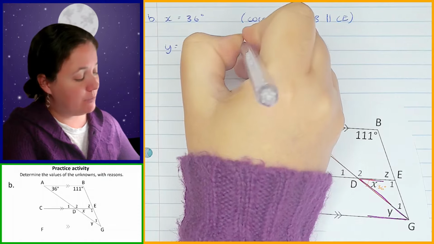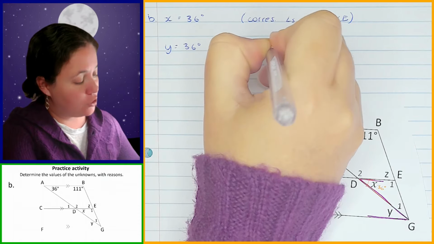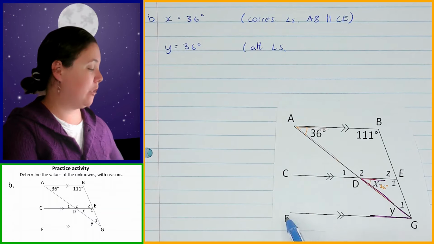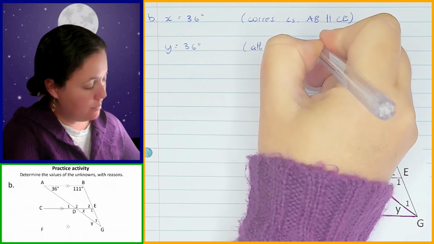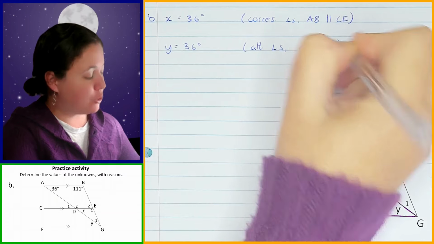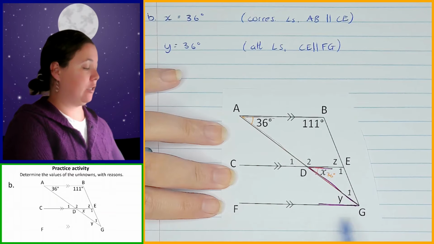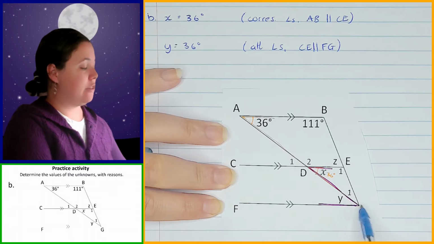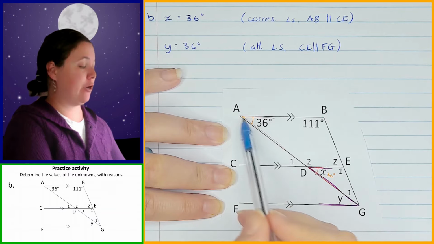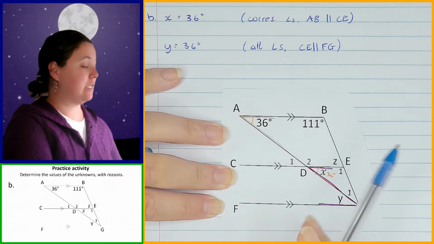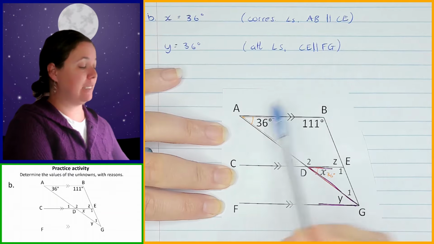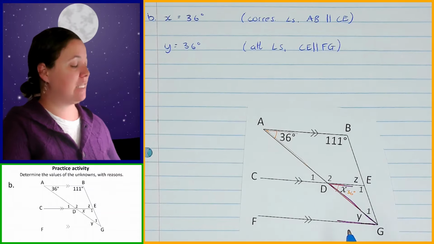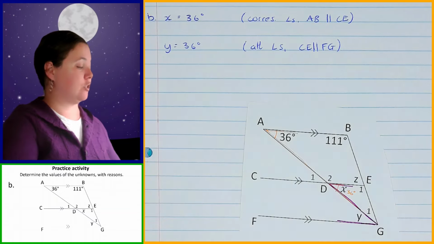So Y is 36 degrees, and my reason is because of alternate angles with, I'm using over here CE parallel to FG. But you could also say AB parallel to FG, because if you're working with Y alternate to A, then the lines that you're working with that are parallel are AB and FG. So it doesn't matter, as long as you have FG as one of your parallel lines. It could have been AB and FG, or it could have been CE and FG. Okay, so that's to work out Y. So now I know that Y is also 36 degrees over here.